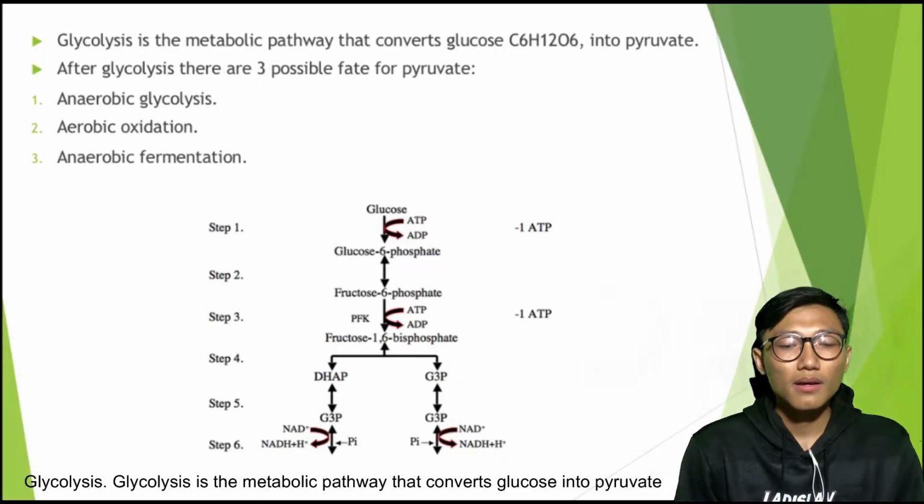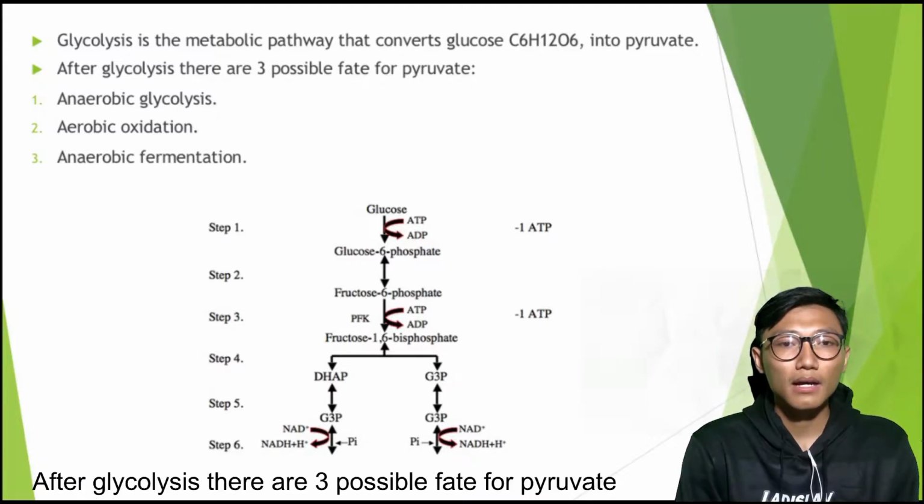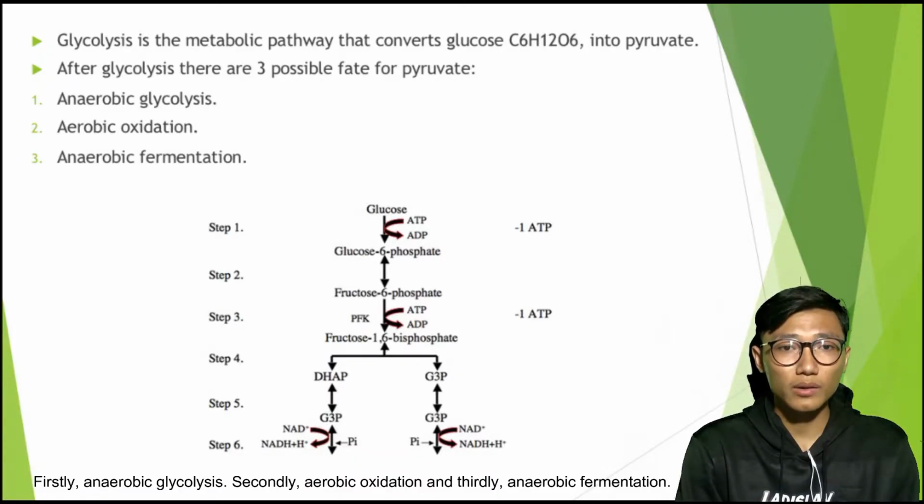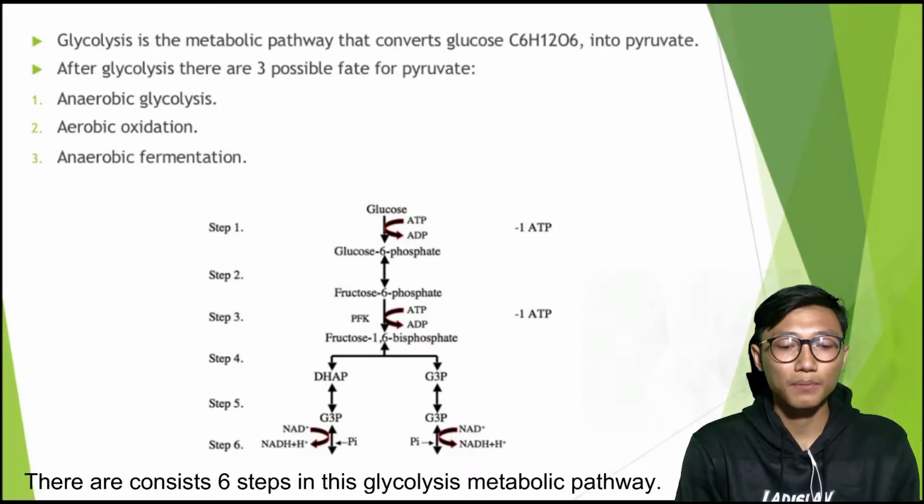Glycolysis. Glycolysis is the metabolic pathway that converts glucose into pyruvate. After glycolysis, there are three possible fates for pyruvate. Firstly, anaerobic glycolysis. Secondly, aerobic oxidation. And thirdly, anaerobic fermentation. There are 6 steps in this glycolysis metabolic pathway.